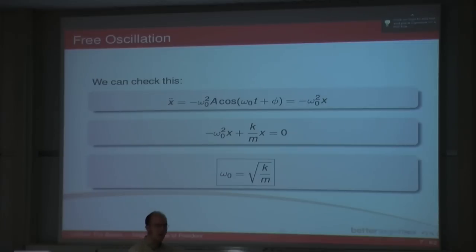Some texts you find might write omega naught as omega n, the natural frequency. And that's fine, but there is a point later in this course where I use omega n for another thing that's not the same as natural frequency. So that's why I've called it omega naught, which you will find in other texts as well. So omega naught is the undamped natural frequency. So that's free oscillation.